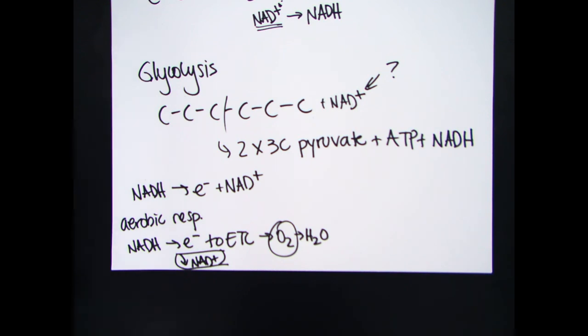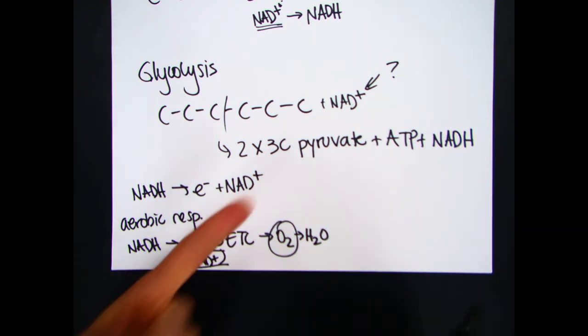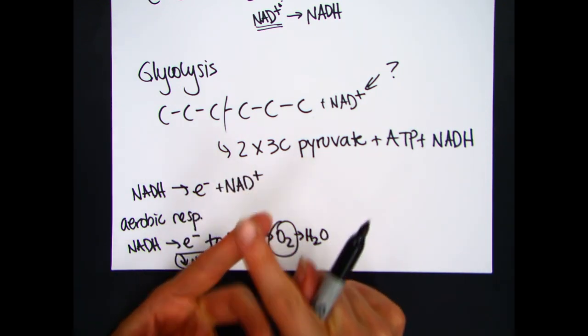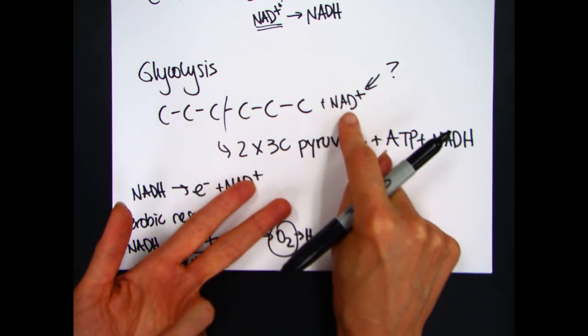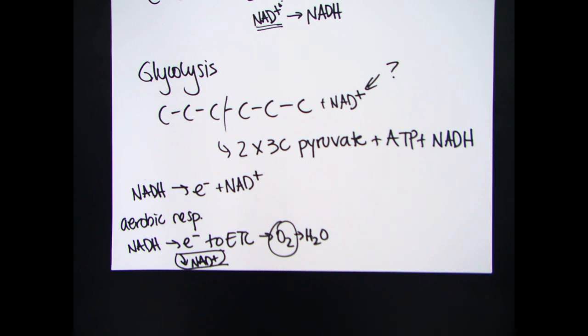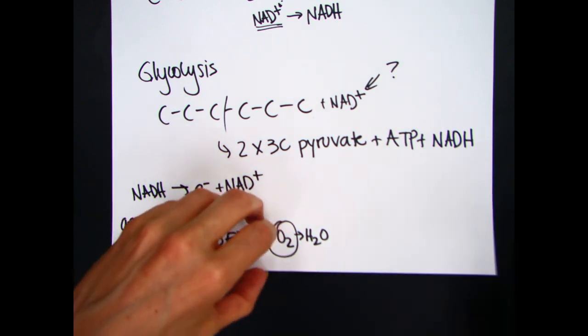Okay, so cells will do fermentation either when there is straight up 0 oxygen or not enough oxygen to replenish the NAD+ at the rate that is needed. Either of those, so 0 or limited oxygen, is going to be when fermentation happens.